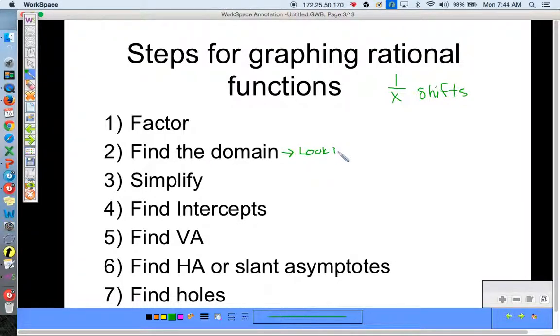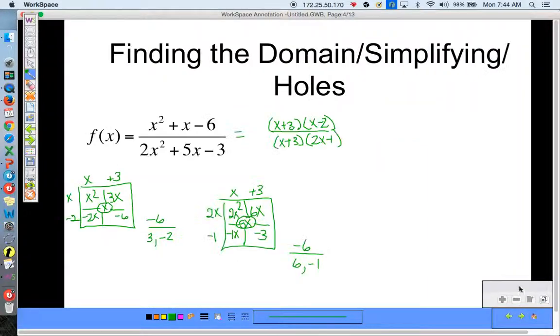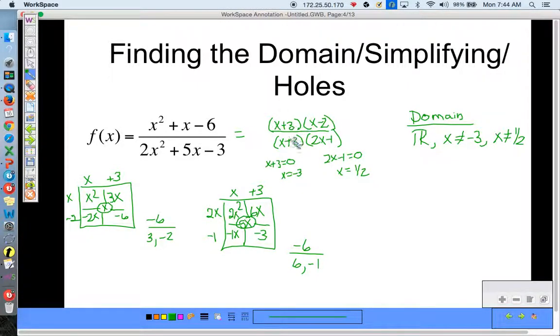Find the domain. We want to look in the denominator. So our domain can be all reals, except x cannot be negative 3, because we got that negative 3 from when this equals 0. And x cannot be, well, let's see, when does 2x minus 1 equal 0? Well, when x is 1/2, so x cannot be 1/2. The next thing we're going to do is simplify. Well, we'll notice those reduce out. So we have x minus 2 over 2x minus 1.